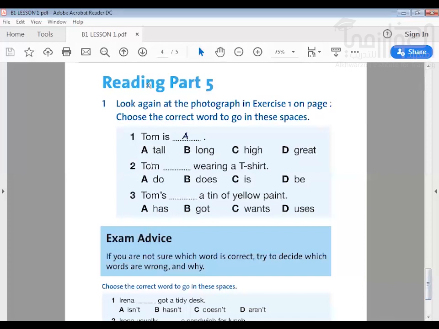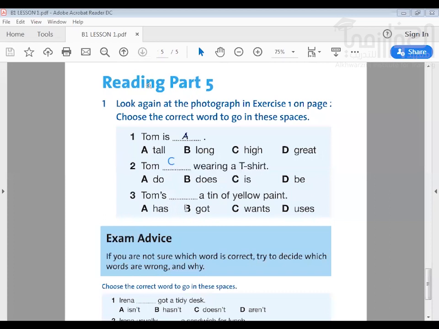And then Tom, what word should be here? Tom is wearing a t-shirt. So the correct answer is what? C. Just write the letter. So this is A. You write the letter here, A. The correct answer is what? C. So you just write C here. So the correct answer is C.